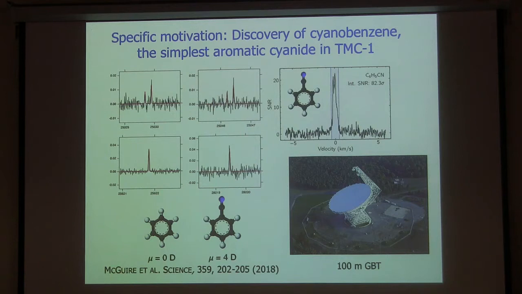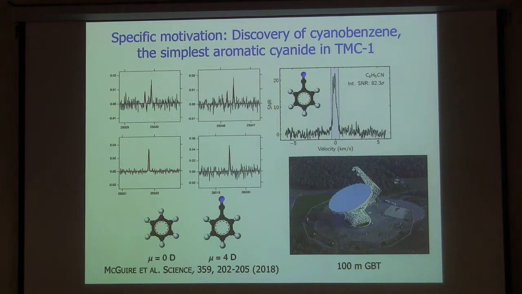That changed about 2 years ago when we and our coworkers reported in space, in this source TMC, which I mentioned before, other people have mentioned, the detection of the simplest aromatic cyanide, which is benzonitrile. So that's a benzene ring in which we replace a hydrogen with a CN group. And in doing so, impart this molecule with a very big dipole, and make the rotational spectrum quite conspicuous relative to other molecules. Right? And so we did this with the GBT.